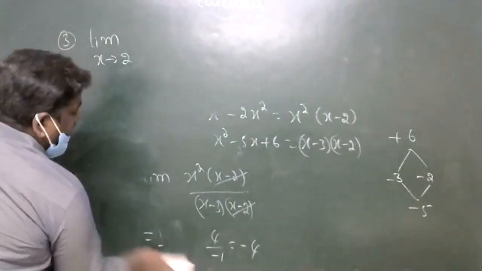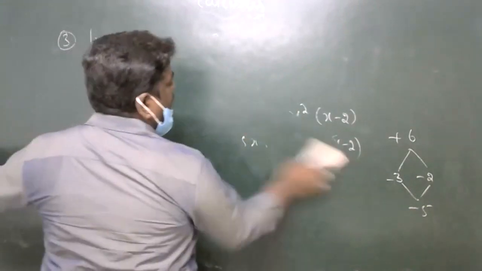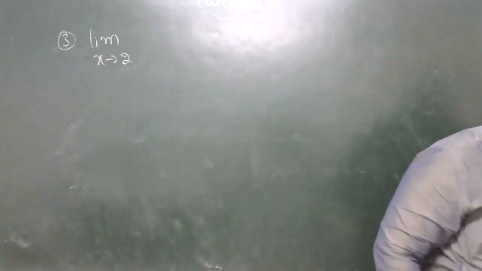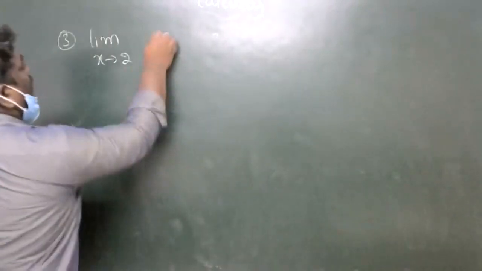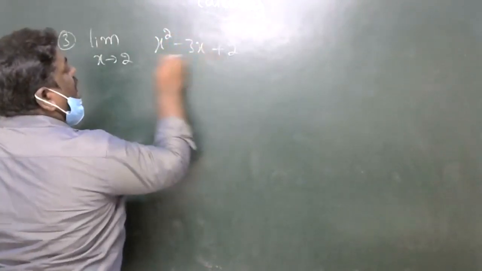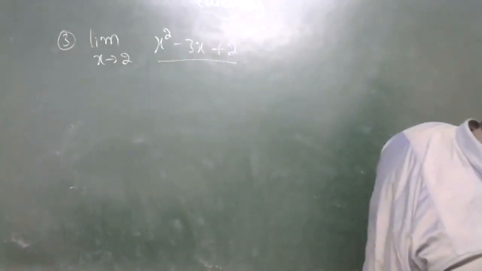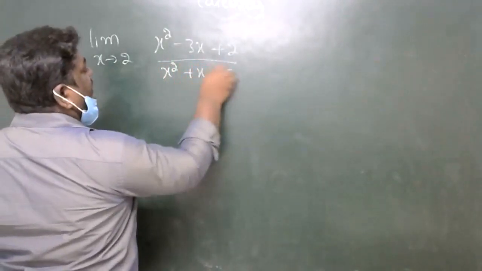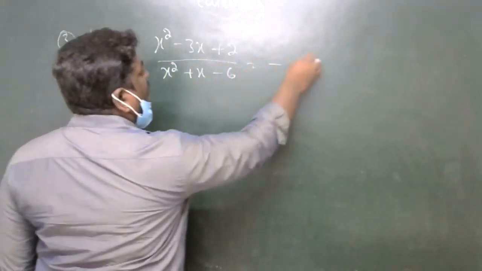Limit as x tends to 2, x square minus 3x plus 2 divided by x square plus x minus 6 is equal to dash.